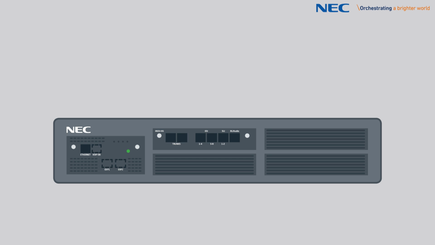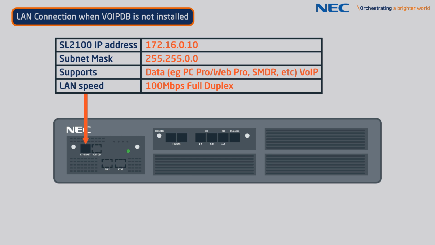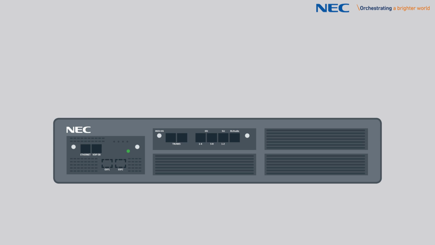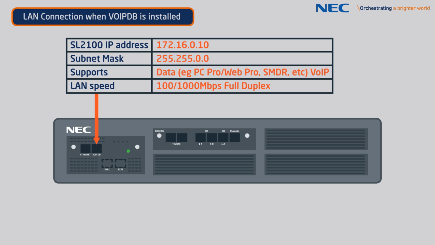If you do not have the VoIP DB card installed, then connect to the Ethernet socket of the CPU card. If you have the VoIP DB card installed, then connect to the Ethernet socket of the VoIP DB card.